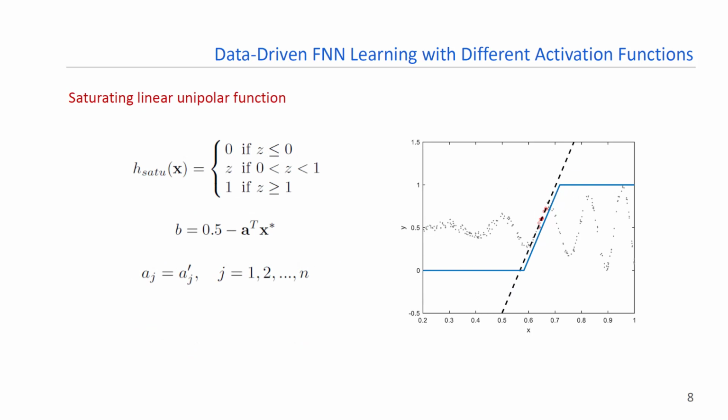Now, saturating linear unipolar function. This function is placed in the input space in such a way that it has a value of 0.5 in x asterisk. This is analogous to the unipolar sigmoid, to which this function has a similar shape. Assuming that the function value in x asterisk is 0.5, we obtain the formula for bias. We assume that the middle segment of this function has the same slopes as hyperplane t, so the weights are the same as hyperplane coefficients.